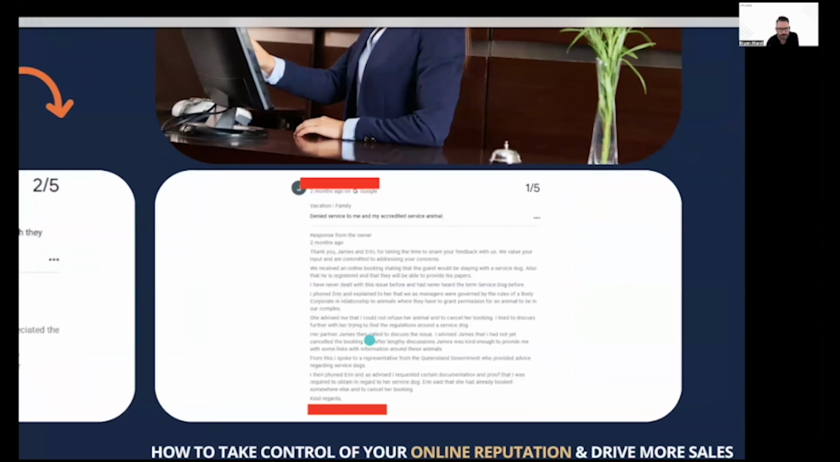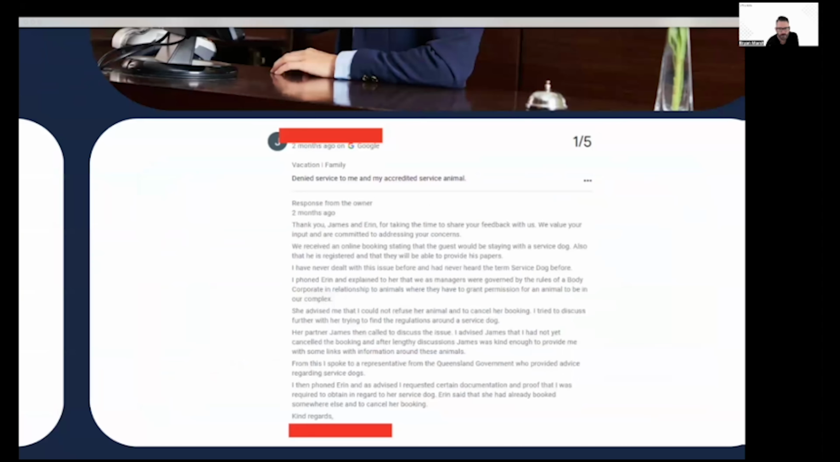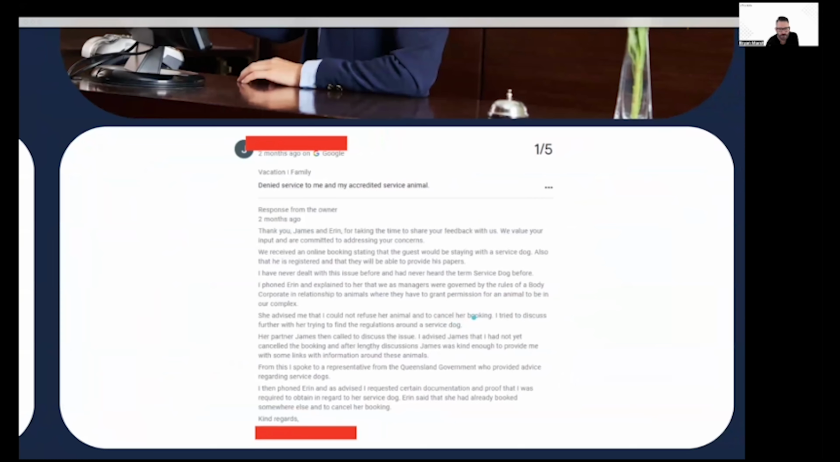So I can zoom in a little bit more so you can see. Awesome. All right. Denied service to me and my accredited service animal. Thank you, James and Aaron, for taking the time to share your feedback with us. We value your input and are committed to addressing your concerns. We received an online booking stating that the guest would be staying with the service dog, also that he is registered and that they will be able to provide his papers.